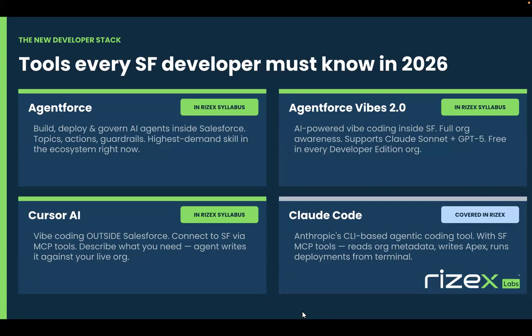And the best part is that at Rizex Labs, all the Salesforce curriculum is AI enabled. So these are all things we have in our syllabus. If you are a Rizex alumnus, then you are future ready.